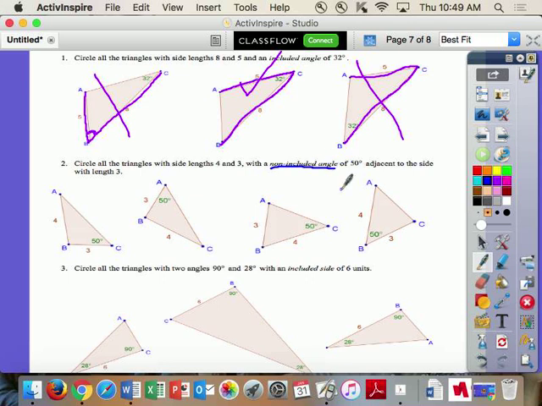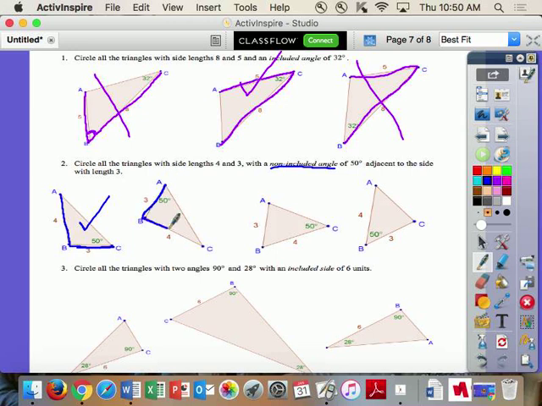All right. Next one, it says circle the triangles with side lengths 4 and 3 and a non-included angle adjacent to the side with a length of 3. All right. So I have my side. My side. Is my 50 degrees not included? Yes. It's not right here, which is not included. So we're good with that. Is it adjacent or next to the side with a side length of 3? It is.